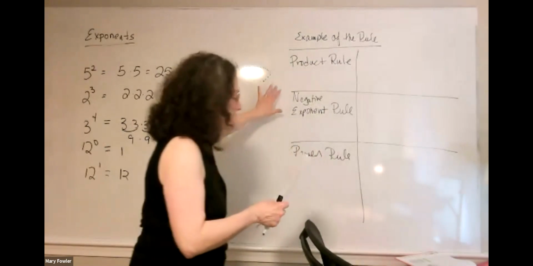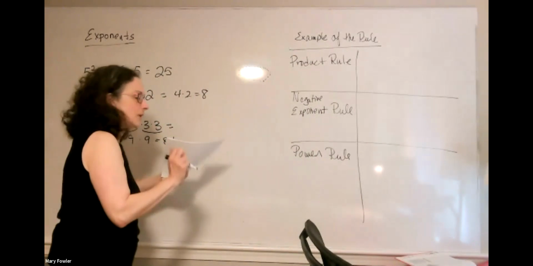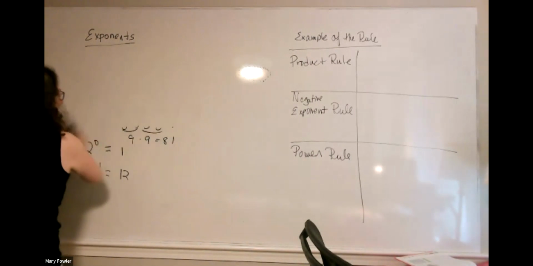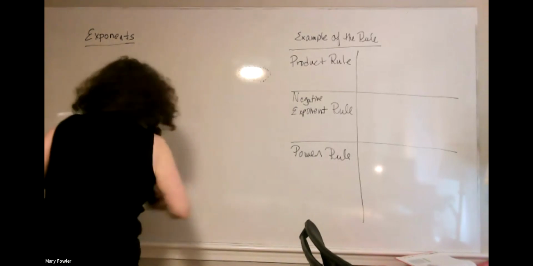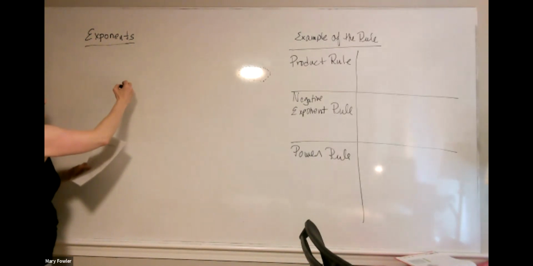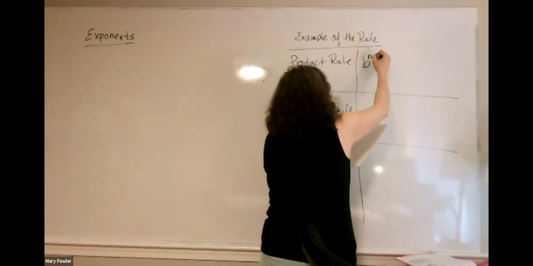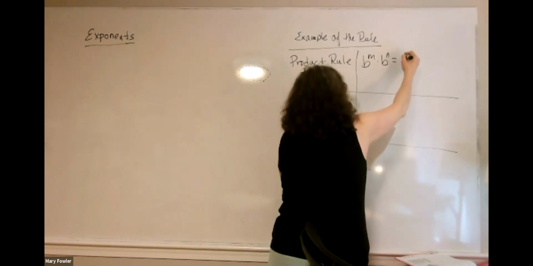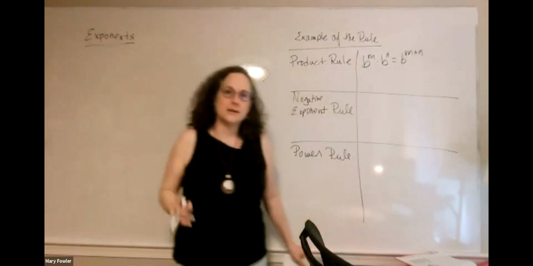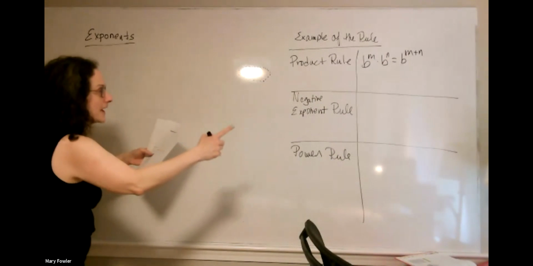Okay, so just a little bit of practice. We're going to come on over here and think about these rules now. The first rule is the product rule. I'll use up some space, and then I'll make small notes for us. The product rule says b to the m times b to the n is equal to b to the m plus n.